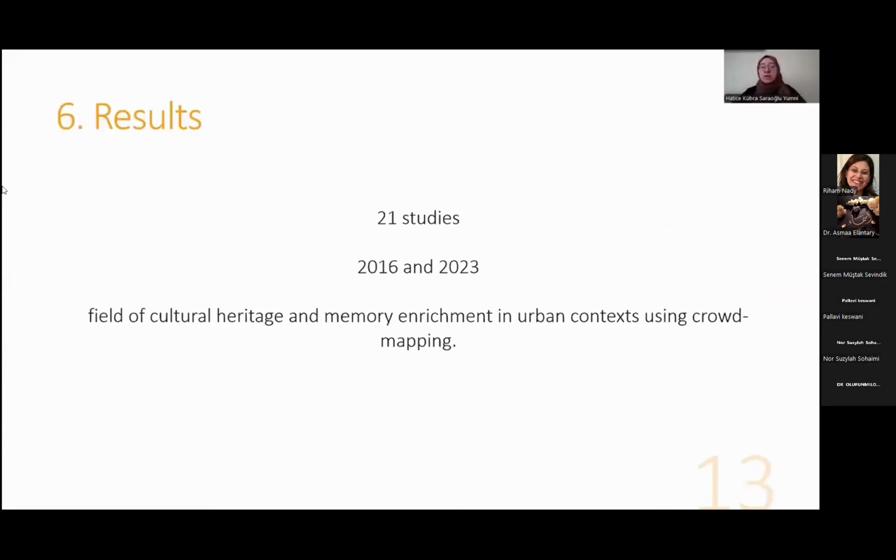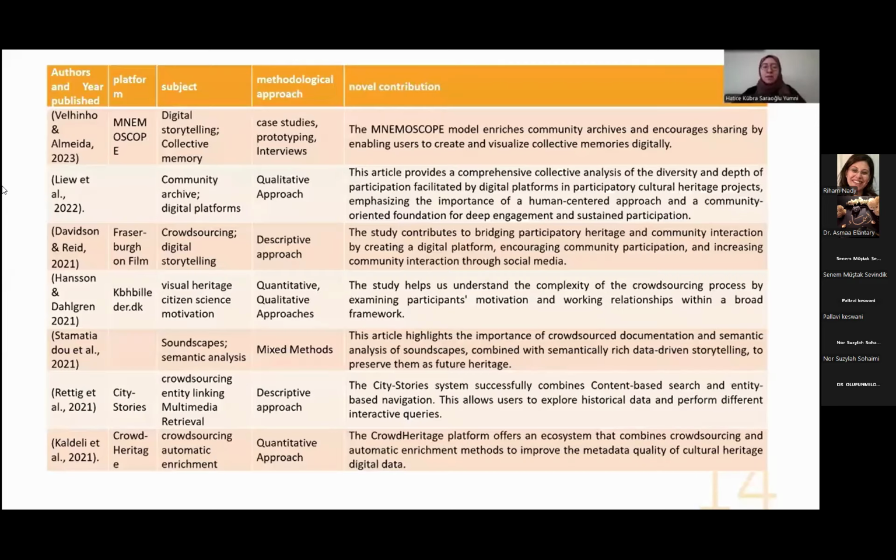As a result of the research, a table was created summarizing 21 studies conducted between 2016 and 2023 in the field of cultural heritage and memory enrichment in urban contexts using crowd mapping. Some papers provide evaluation of existing crowd mapping platforms, while others delve into platform development processes or methodologies. Certain studies undertake systematic review, concentrating on outcomes, whereas others investigate participant motivations.